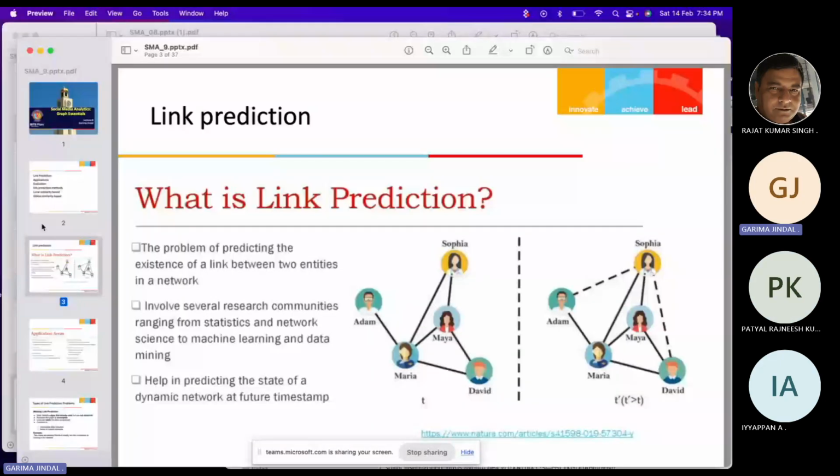Okay, so in lecture number 9, we started with link predictions. Now we have seen how we calculate the communities in the network. For identifying the communities, we have seen node-based measures, then edge-based measures, and then modularity-based methods. So these were the three broad types of algorithms that we have seen when we were trying to identify the communities in the network. Then next we started our discussion with link prediction methods.